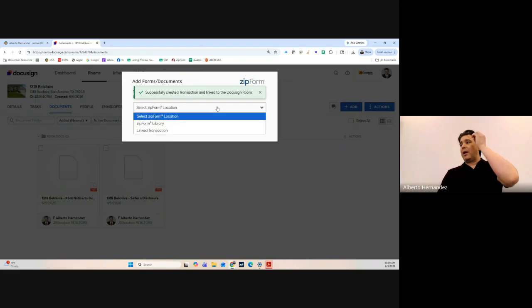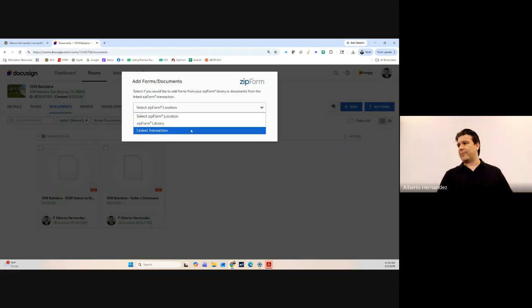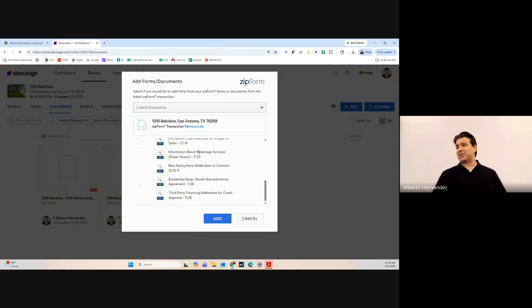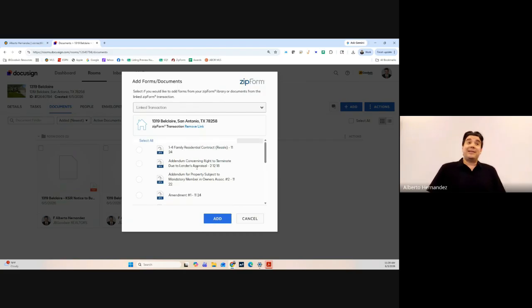Now, it'll ask you, am I going into the library to just find some random documents, or do I want to use the linked transaction that's going to have all those templated documents for me? I'll say linked transaction. Now note, my template is a lot smaller than your template, because the idea behind a template, this is before we preloaded them for the office, was what documents do I use most frequently that I can always just have applied to a transaction, so I'm not having to go through the library every time to search them out, right? So I created my template before it was a thing.